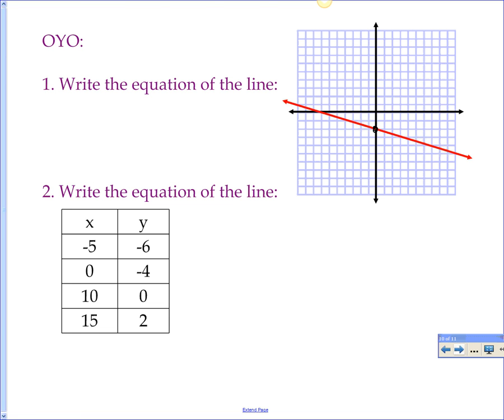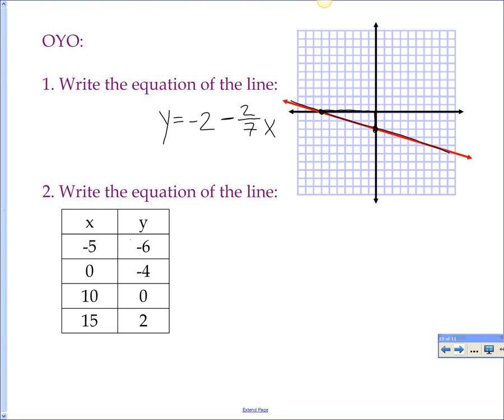All right, this one, your y-intercept is -2. Your line is going down, so it's going to be a negative slope. And you need to pick 2 points, so rise over run: 2, then 1, 2, 3, 4, 5, 6, 7. So 2 over 7 x.